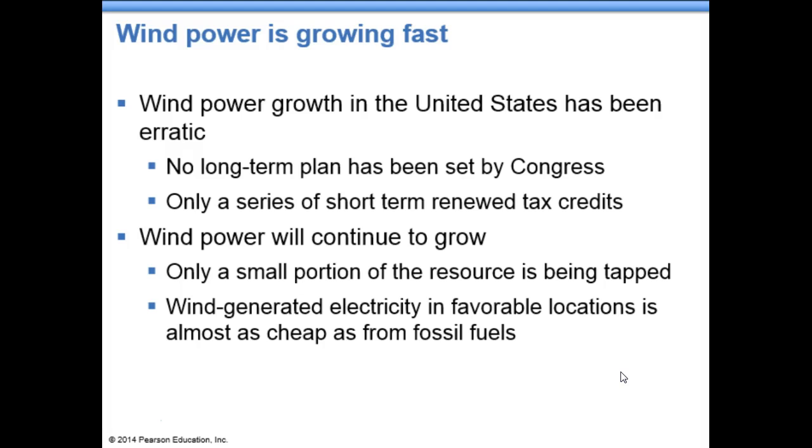We're certain, though, that wind power's growth is going to continue in the U.S. because only a small portion of the resource is currently being tapped into, and because wind power is very favorable and generates electricity at prices very low compared to fossil fuels. So experts have outlined how the United States could meet fully 1/5 of its electrical demands with wind power by the year 2030.